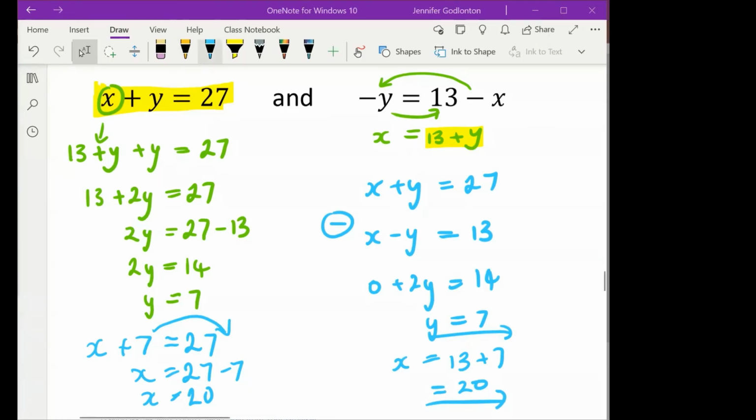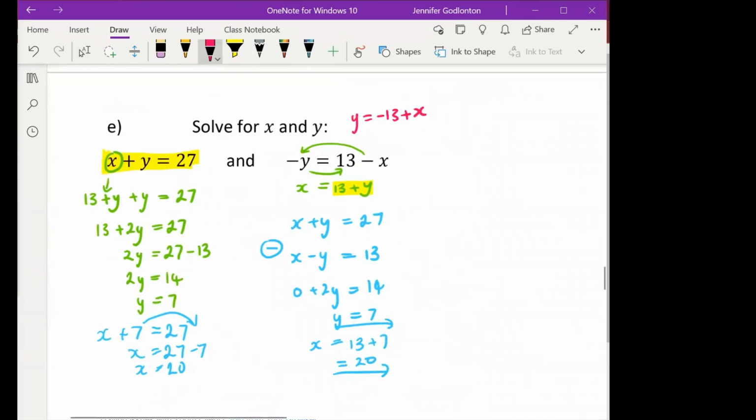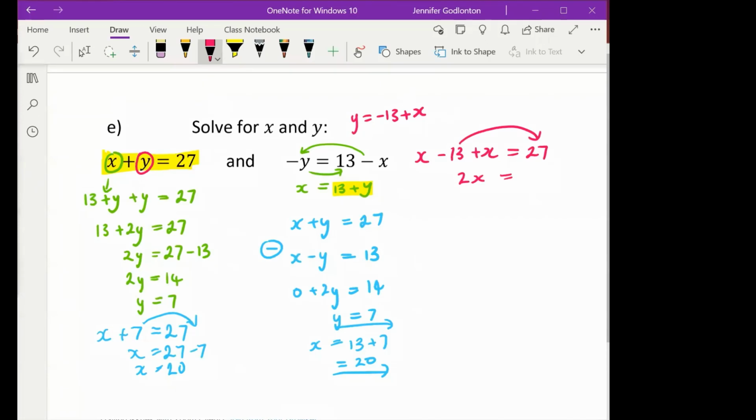Okay, so I just want to make sure that I'm writing down what you have said. You said that y is equal to negative 13 plus x. Yes, ma'am. And then you substituted that in there. So then you would have had x minus 13 plus x is equal to 27? Yes, ma'am. Okay, so 2x would be equal to, now, you know what happened: you minused, you didn't add it. So you said 27 minus 13, but it should be 27 plus 13. So then the 2x would be equal to 40, which means x is still going to be 20.